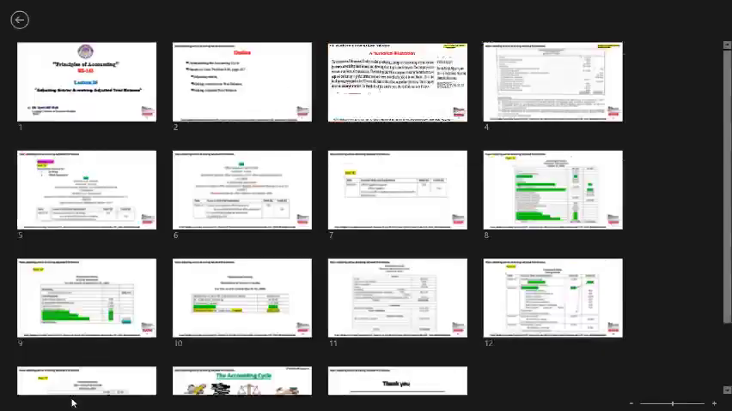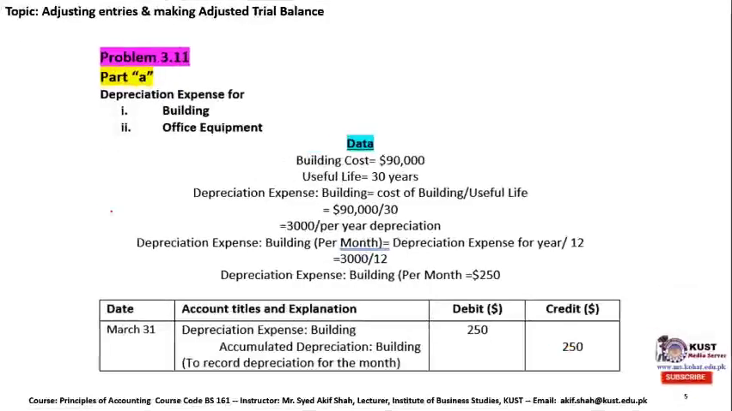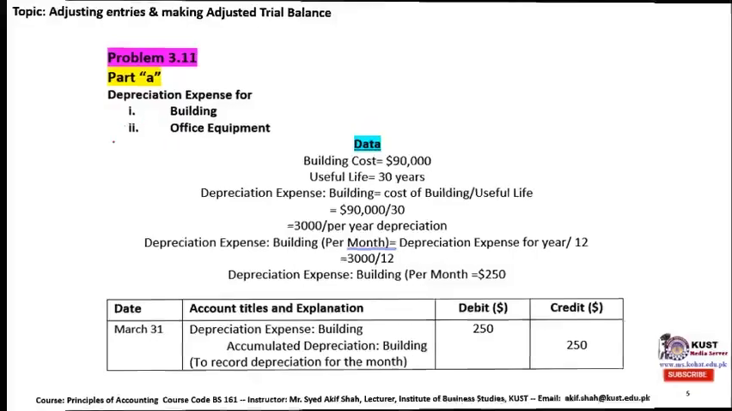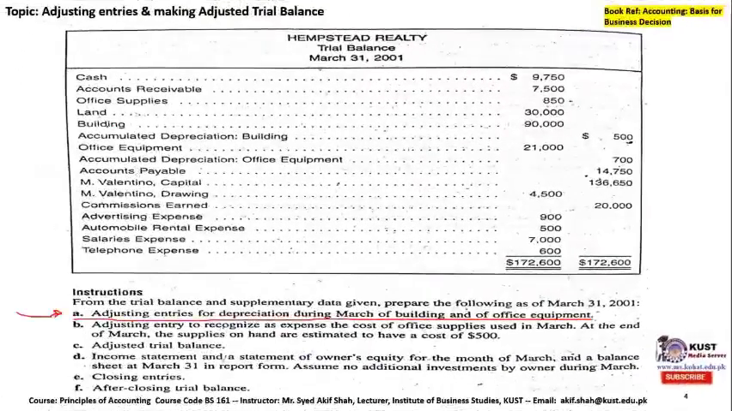So let's go ahead to the solution of this question, problem 3.11 part A, and part A is asking us to record the depreciation expense. So usually the depreciation is an expense. Let's go back and find out what is the cost of the building. We can find in the trial balance that, as we are following the historical cost principle, the cost of the building is $90,000 as mentioned over here, and it has a debit balance.